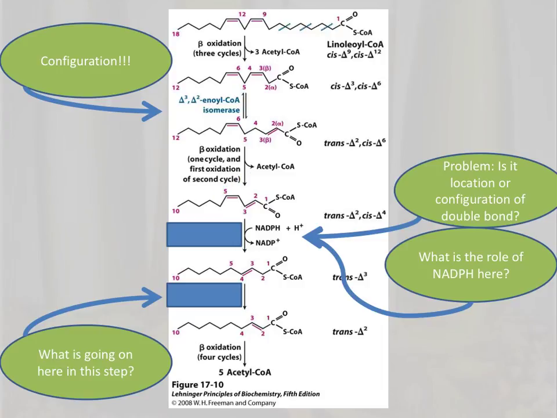So then we get to this next position. If you did all this yourself, what you're going to find out is we get to this position here, where we've got a trans double bond at position 2, but right here at position 4, we also have this cis double bond. So this is our problem. We've got to somehow try to fix this.